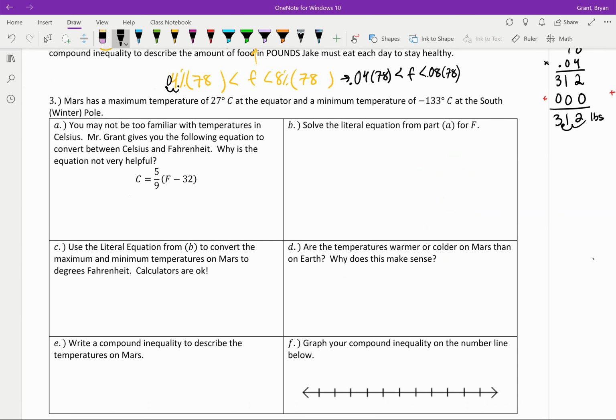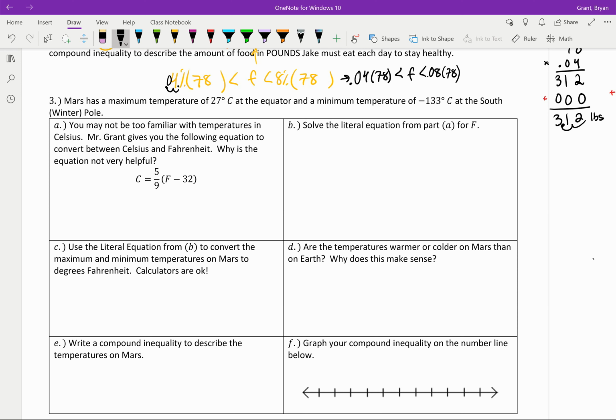Okay, and let's move on to our last problem. This one deals with the planet Mars. Mars has a maximum temperature of 27 degrees Celsius at the equator, right in the middle of the planet, and a minimum temperature of negative 133 degrees Celsius at the south, or sometimes called the winter pole. Mars has a cold pole and a warm pole, or I guess warmer.